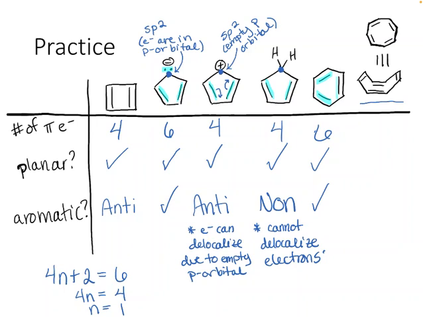octatetraene, or cyclooctatetraene. And I drew it from kind of the top, and if you look at it from the top, it does look planar, but if you look at it from the side, it's actually not planar. The two ends kind of flip upward towards each other, so we can just put a big old X in the planar column. Now, additionally, how many pi electrons does this molecule have?